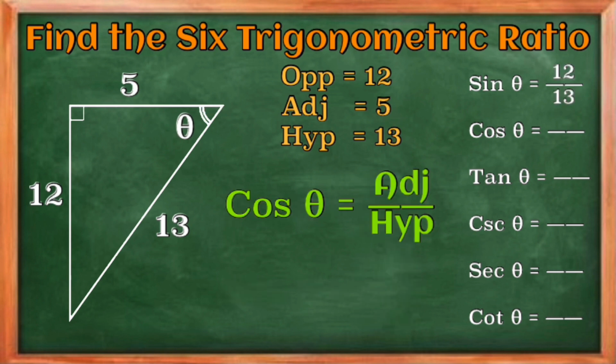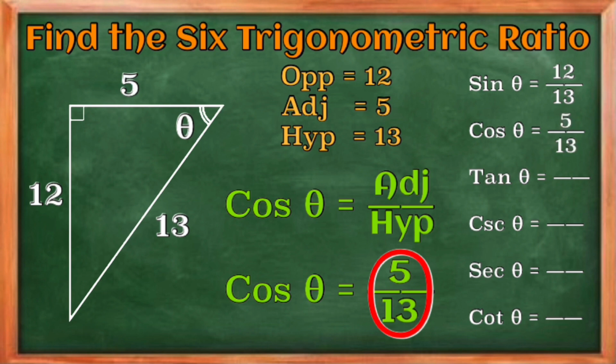Next is the cosine theta. Since cosine theta is equal to adjacent over hypotenuse, and the adjacent is 5 and hypotenuse is equal to 13, therefore cosine theta is equal to 5 over 13.